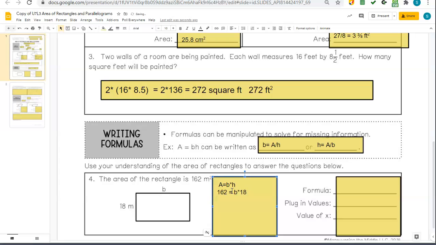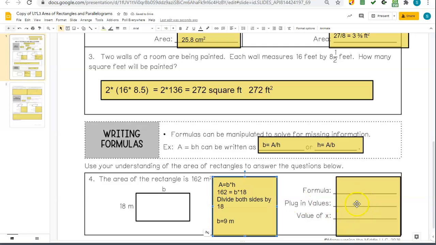Well, how do we solve this? Divide both sides by 18. So we have to do 162 divided by 18. And that works out to be 9. So we get 9 equals b, or b equals 9. And we had meters squared divided by meters, so that's going to be meters.